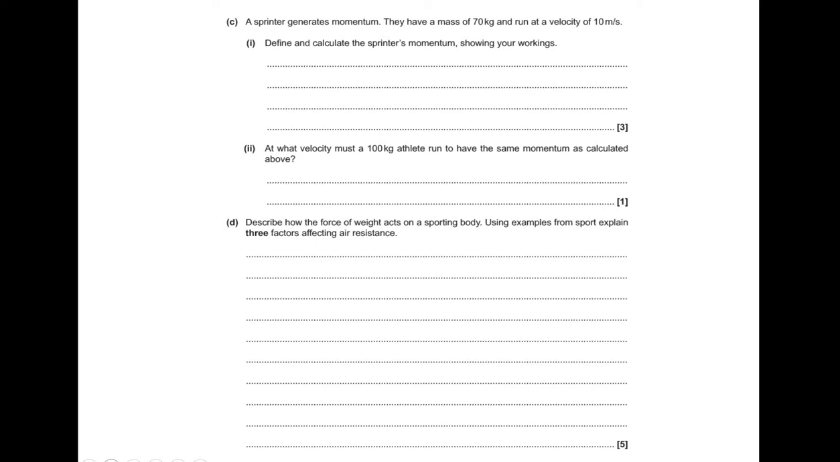Okay, so the answers for the exam questions. The first one: a sprinter generates momentum. They have a mass of 70 kilograms and they run at a velocity of 10 meters per second. The first question is define and calculate the sprinter's momentum showing your workings. There are 3 marks available and you need to remember that it says define and calculate. So there are 2 parts to the question.